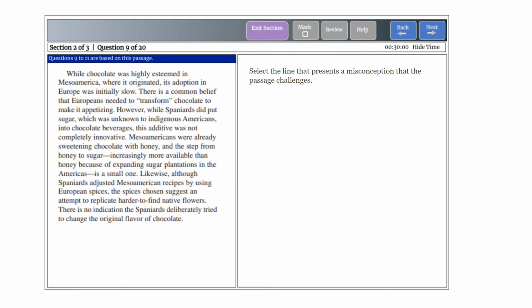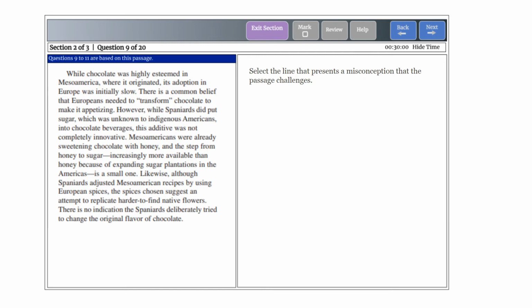So again, go ahead, pause the video, read through this one, and try to answer this question. Select the line that presents a misconception that the passage challenges. So when reading through, the main idea of this one is that there is this common belief. People thought at one point that Europeans needed to transform chocolate. However, the author then presents all this information to conclude there is no indication that Spaniards deliberately tried to change the original flavor of chocolate. They were simply replacing the sweetener with one that they had more readily. So, which line presents the misconception that the passage challenges?